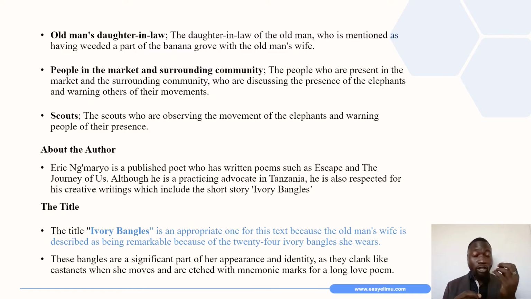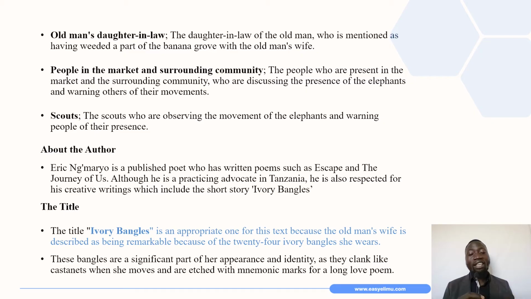So the 24 ivory bangles that the old man's wife wears symbolize wealth because they are like jewelry, and they also symbolize love because they were a gift from the husband, that is the old man himself. These bangles are a significant part of her appearance and identity, as they clank like castanets when she moves and are etched with mnemonic marks for a long love poem.